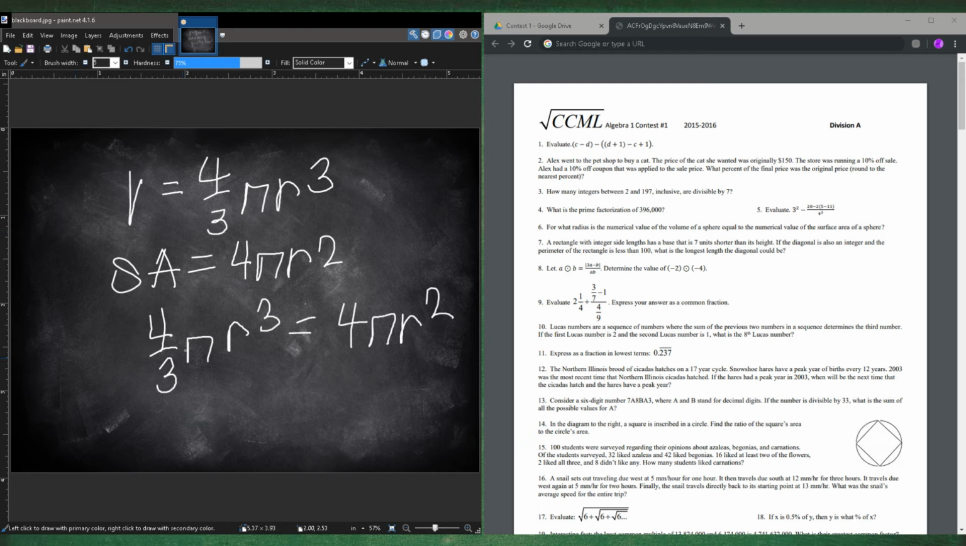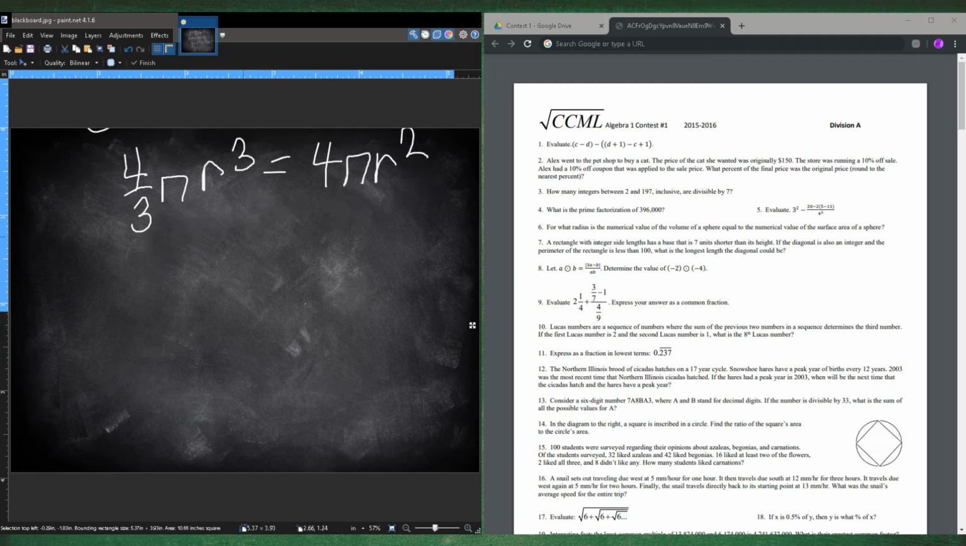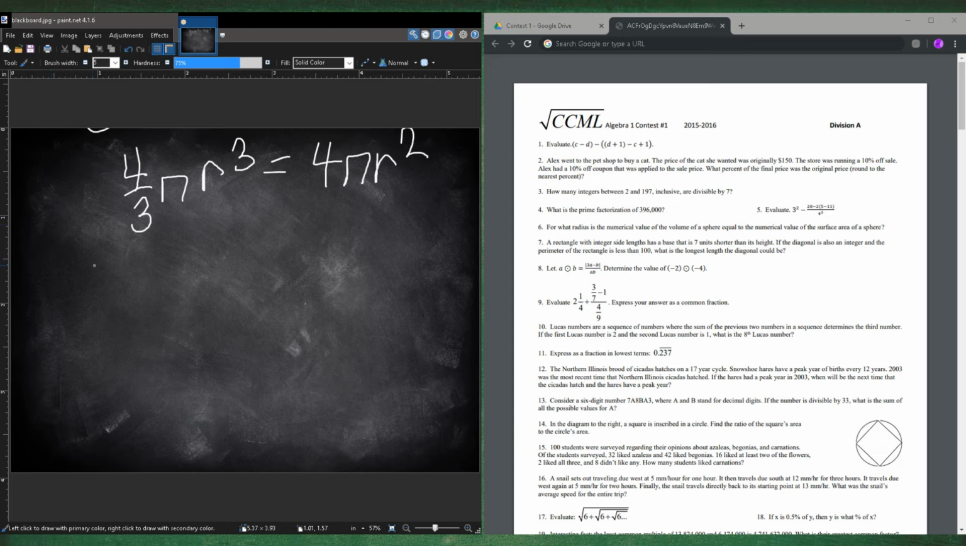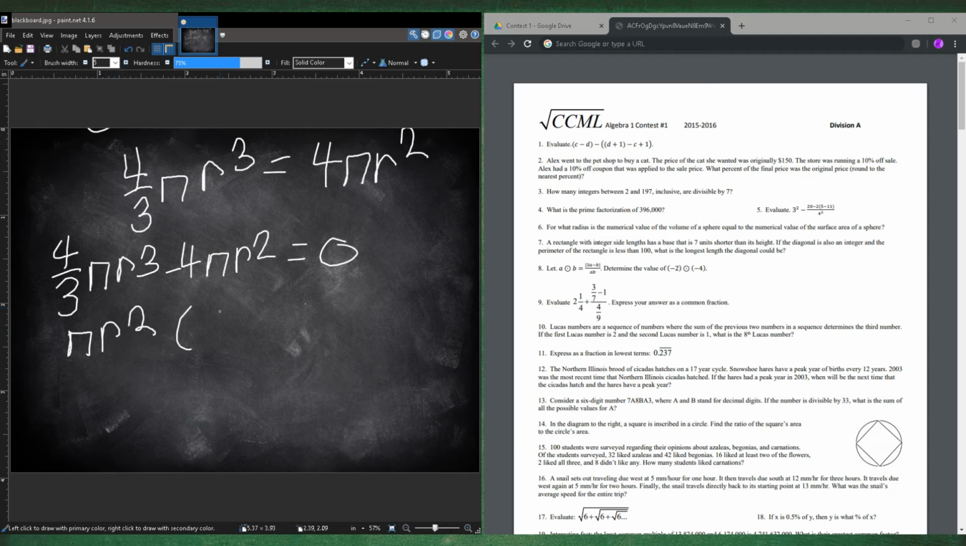Subtract them from each other. Since we don't need the top portion, we'll get that away. We would need 4/3 pi radius cubed minus 4 pi radius squared equal to 0. Then we factor out pi radius squared, and we get 4/3 radius minus 4 equal to 0.